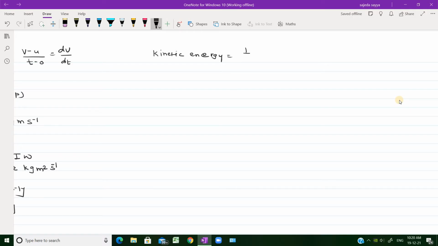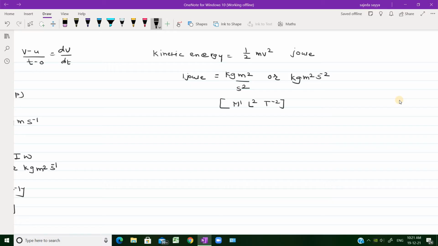Kinetic energy is half of m into v square. Its SI unit is joules. So 1 joule, in terms of fundamental physical quantities, we need to express, here it is kg meter square per second square. So the dimensions are, or it can also be written as kg meter square second raised to minus 2. Therefore the dimensions are M1 L2 T raised to minus 2. These are the dimensions of kinetic energy.